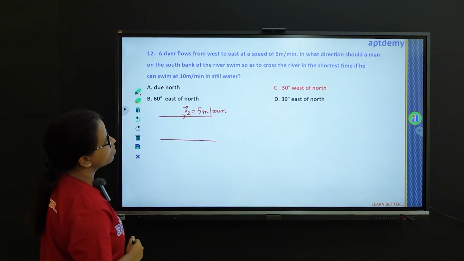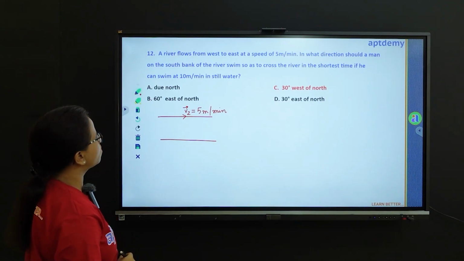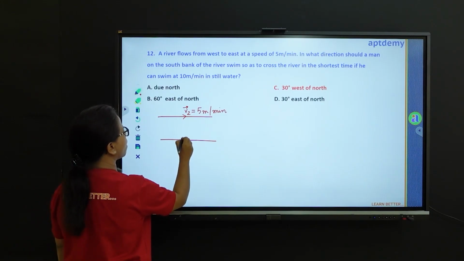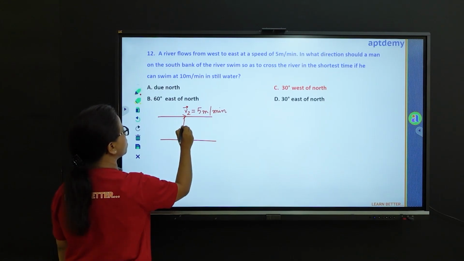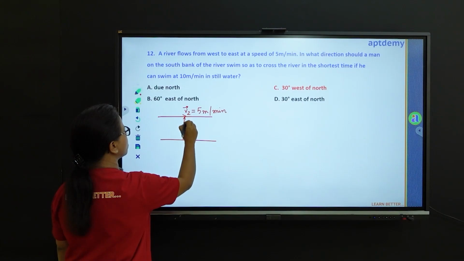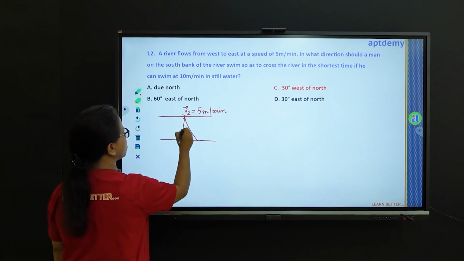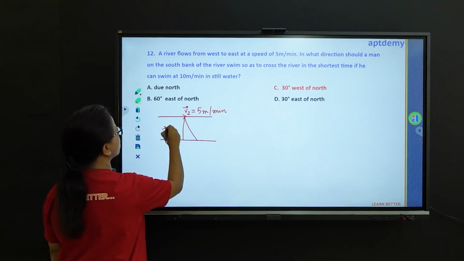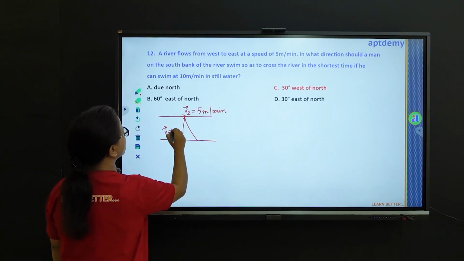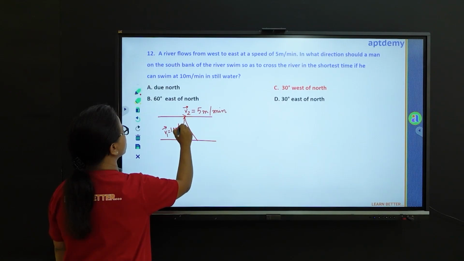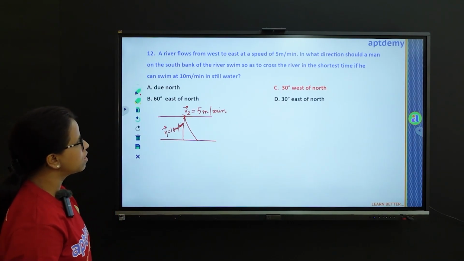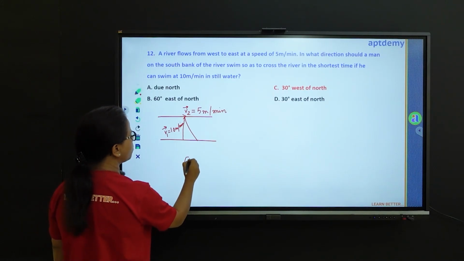And the swimmer wants to cross in the shortest time. He's swimming at 10 meters per minute. Shortest time, so perpendicular distance. So this, I think, is the resultant. Now we have this V1 as 10 meters per minute. Since we are asked to find only the direction, we need to find out theta.